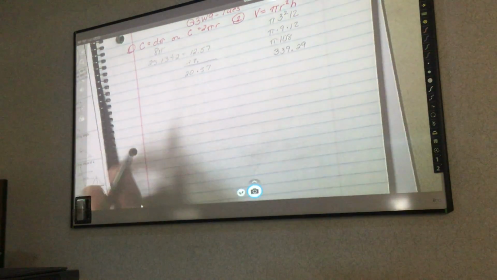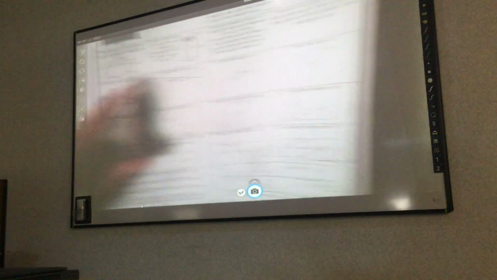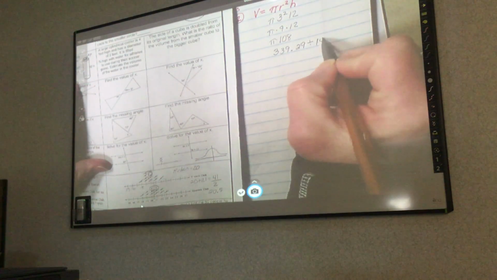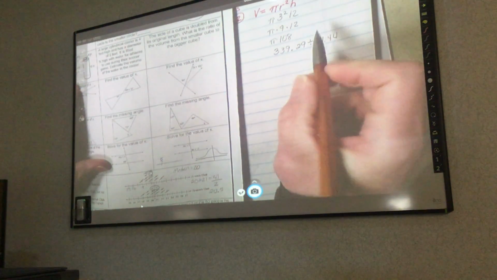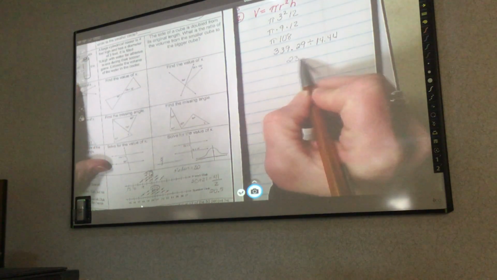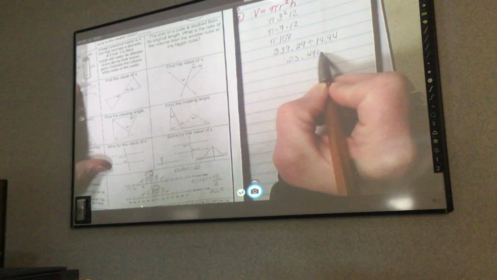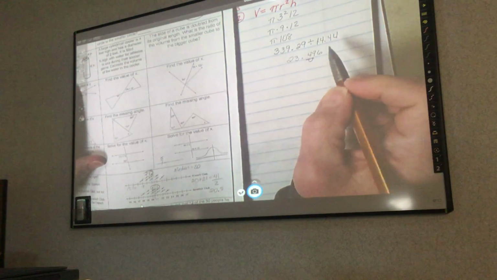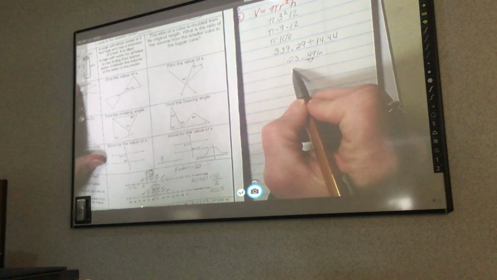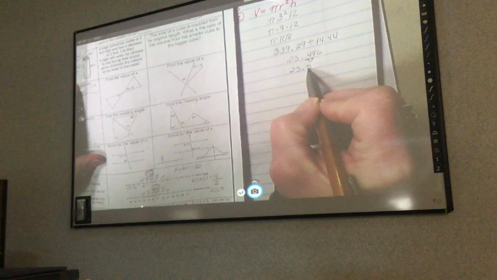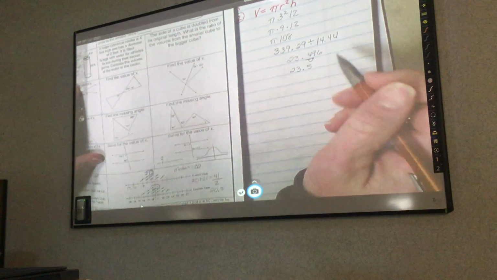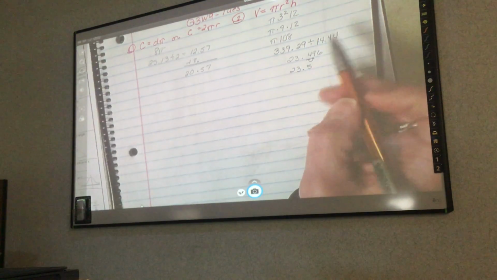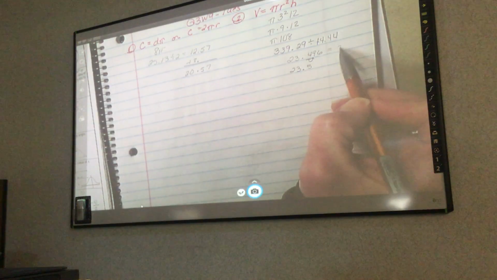339.29. Now we want to know how many cups will fit, so I take this and divide it by our hint, 14.44, and I get 23.496. So I'm going to round it to the nearest tenth. If you rounded it to the nearest whole, that's fine too. So if you said 23, I would accept that. So 23.5, so it's like 23 and a half cups. Again, if you were to round it to the nearest whole, it would just be 23.